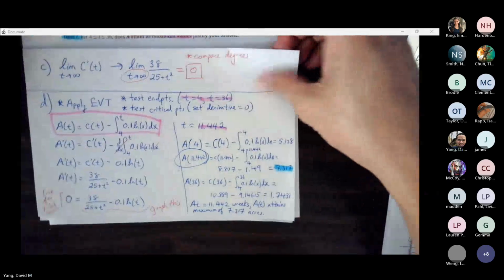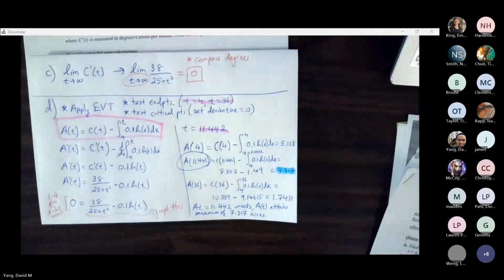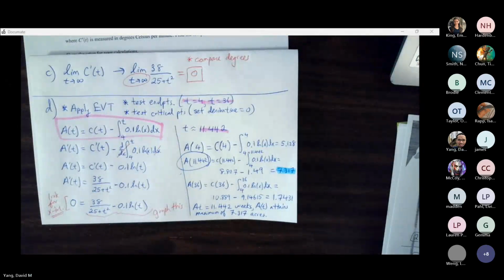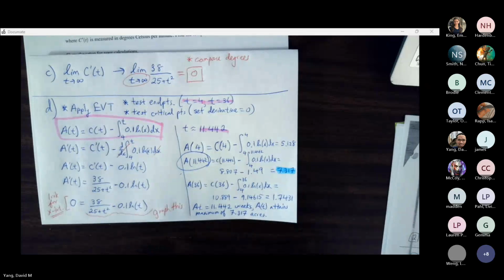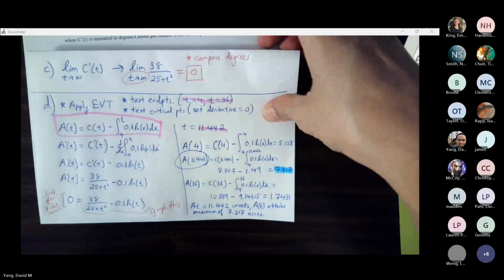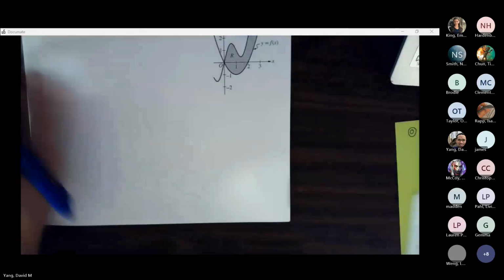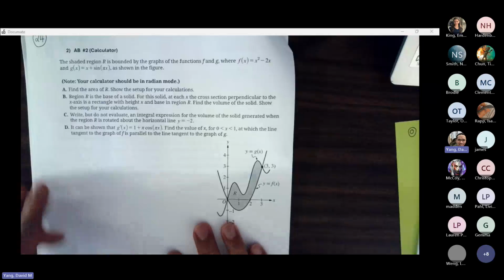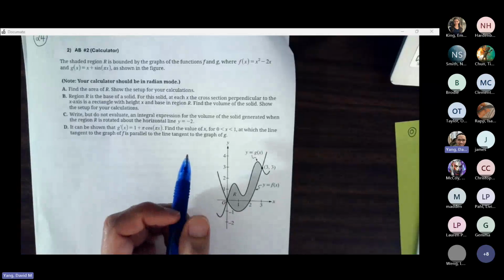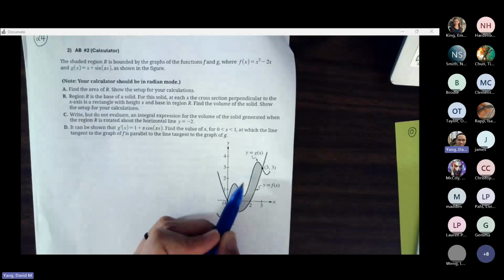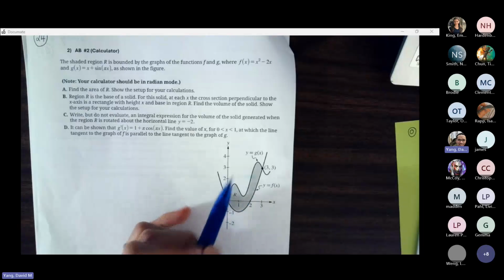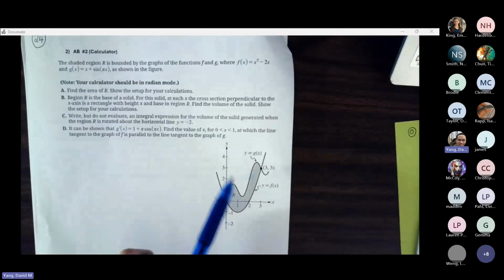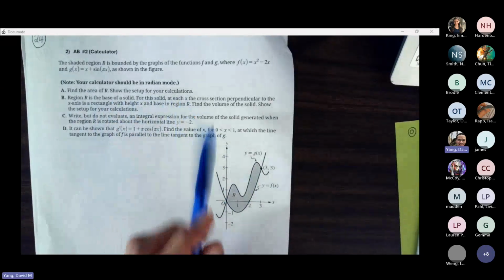Number two. Also calculator. The shaded region R is bounded by the graph of the functions f and g. f is the one that is below, and g is the one that is higher up. Find the area of R. Show the setup for your calculations.